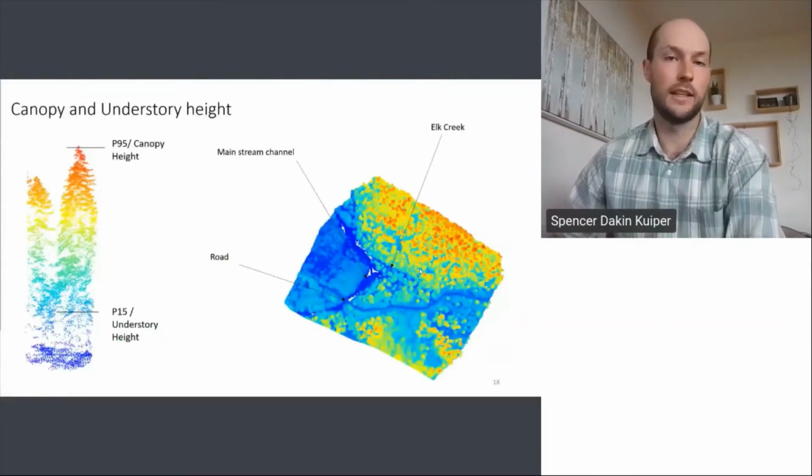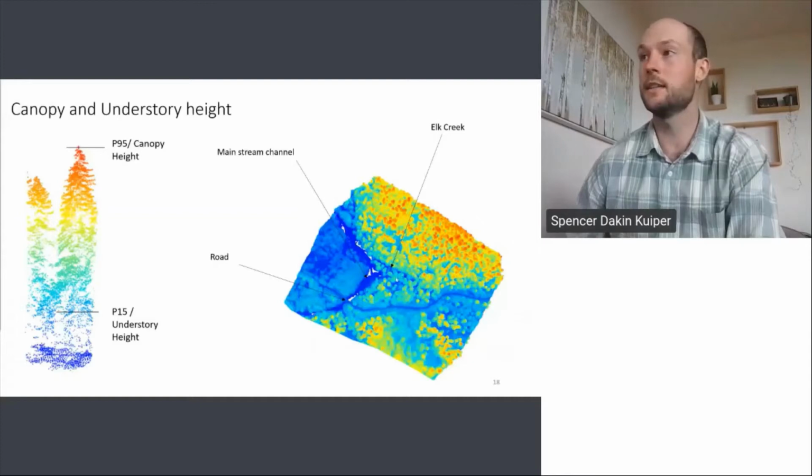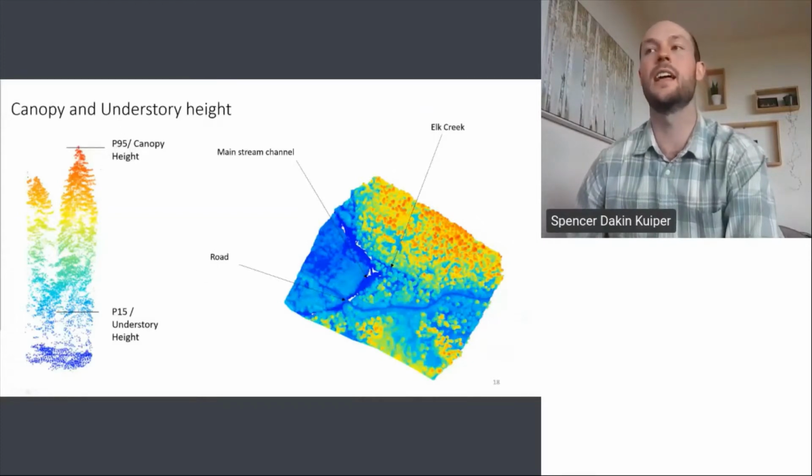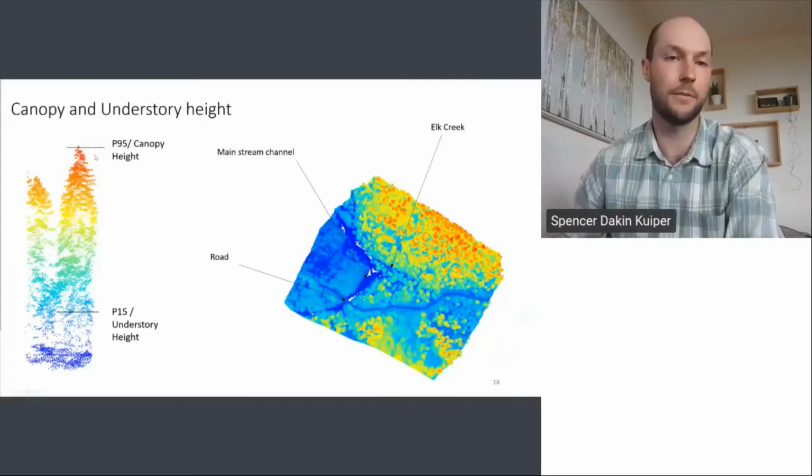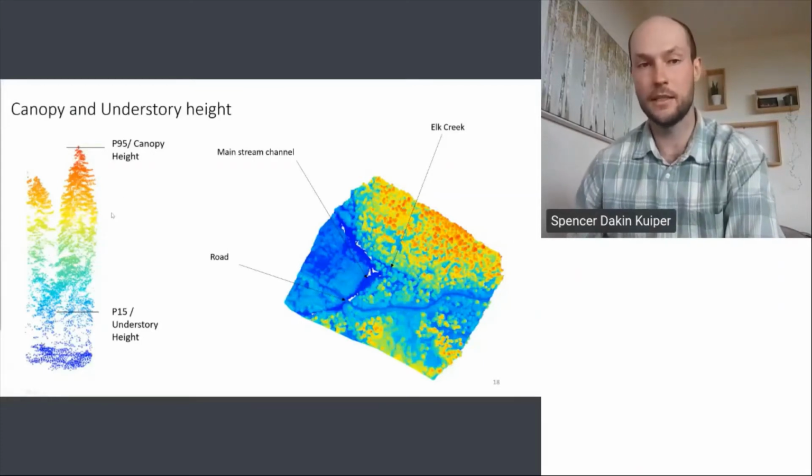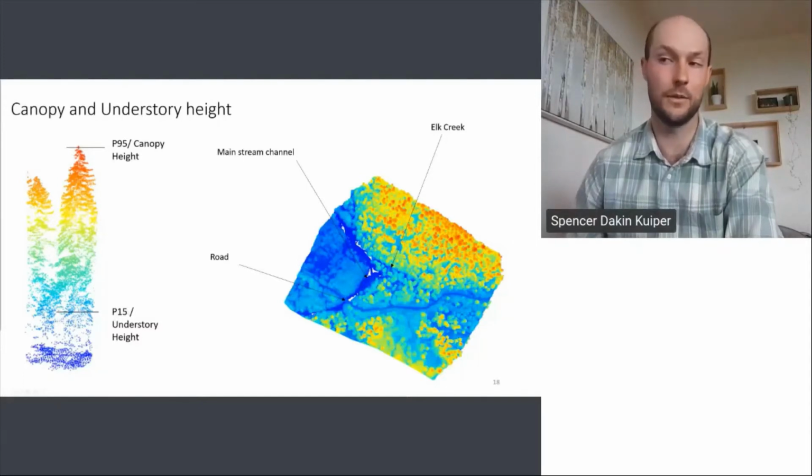We then look at the canopy and understory height, where we use P95, the height threshold under which 95% of points fall, to characterize canopy height, and then P15, the height under which 15% of points fall, to characterize our understory vegetation height.